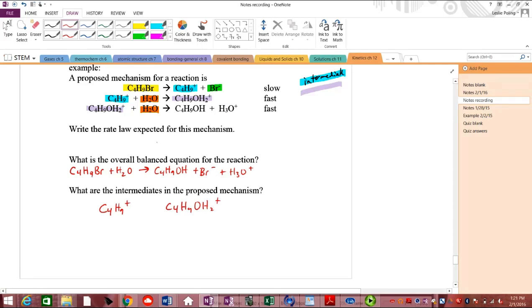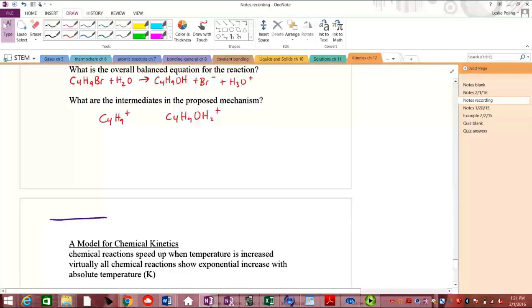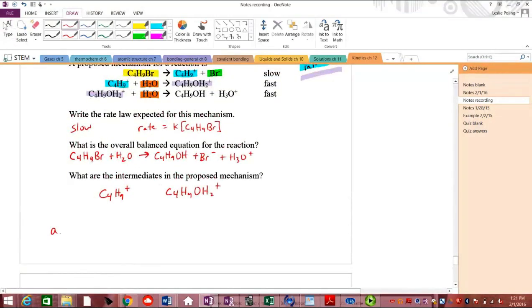So the rate law expected would be from the slow step. So that would be rate equals k times C4H9Br. Now, anything that's a reactant at the beginning and product at the end, we're looking at a probable catalyst.